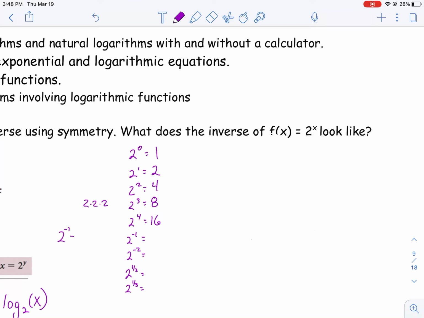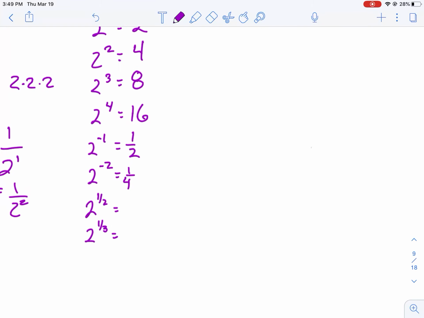Now, 2 to the negative 1. We've talked about these negative exponents. They're a little pesky, though. Remember, we move it to the denominator and make it positive. Or if it's in the denominator, then we flip it to the numerator. So 2 to the negative first is really 1 over 2 to the first. 2 to the negative second is going to be the same thing: 1 over 2 squared, which is 1/4.